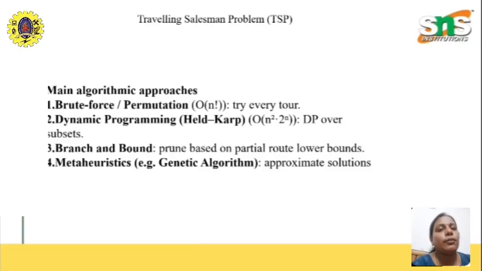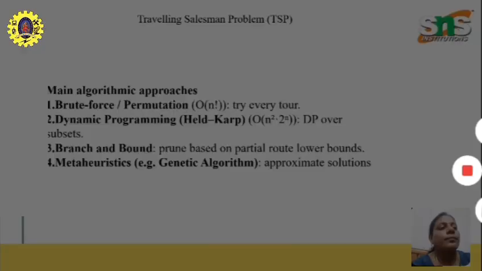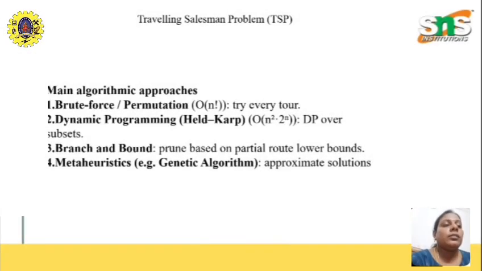Brute force, dynamic programming, and branch and bound can give the approximate solution, or can give 80 to 85 to 90% accuracy for that particular problem. But genetic algorithm can give 85 to 95% accuracy. So the main approaches are brute force, dynamic programming, and branch and bound. So these are the main algorithmic approaches by which the traveling salesman problem can be solved.